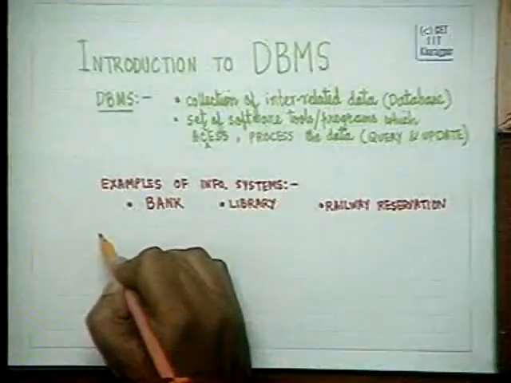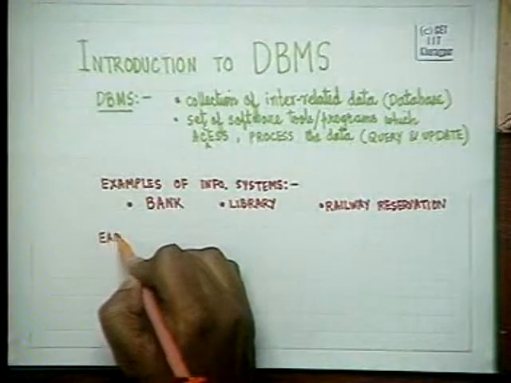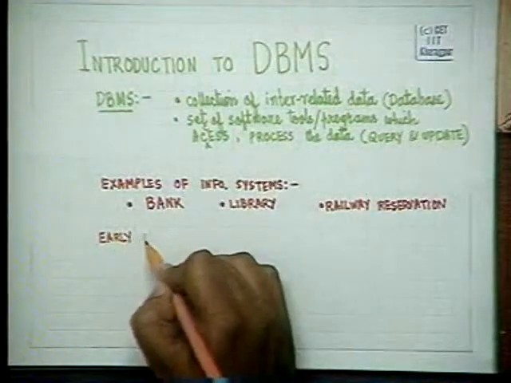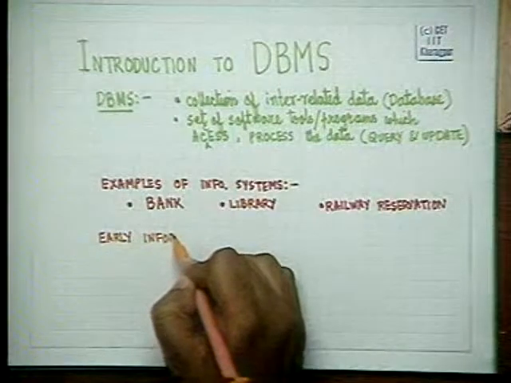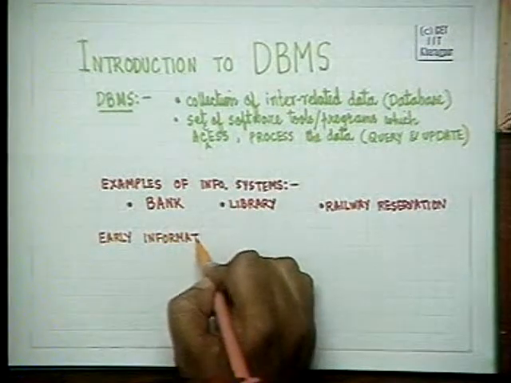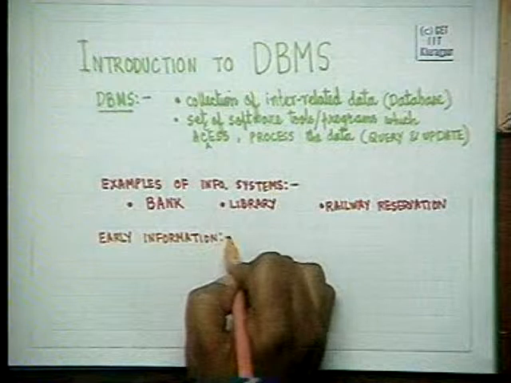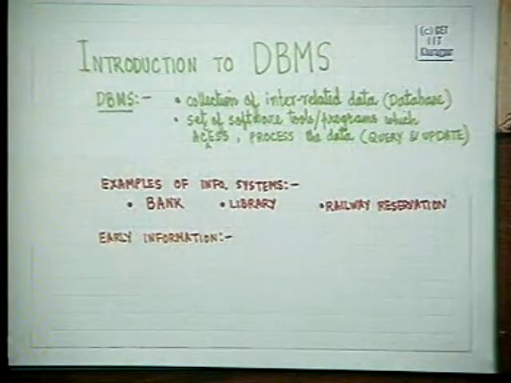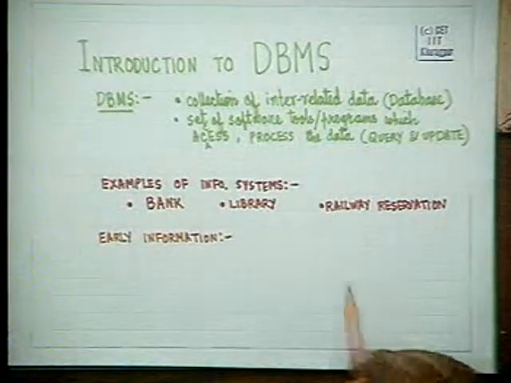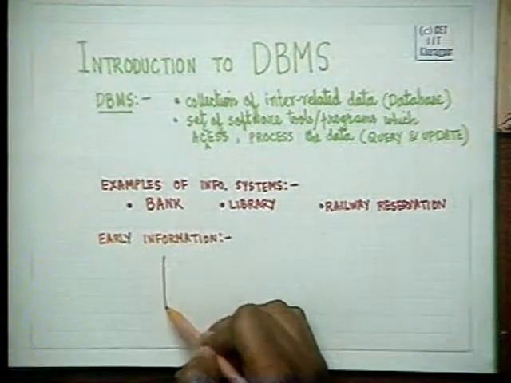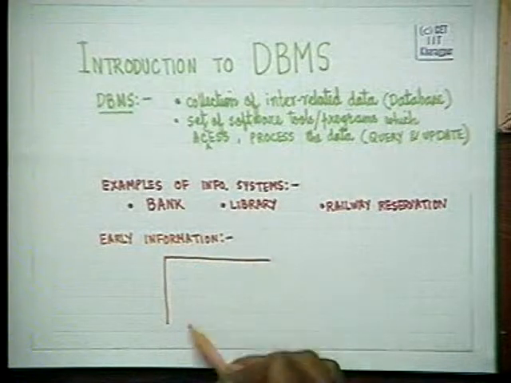They were solved by what are called early information systems. Classically, the method of solution of these early information systems was direct use of the operating system. Now, the operating system gives you access to files, all right. So early information systems were like this.